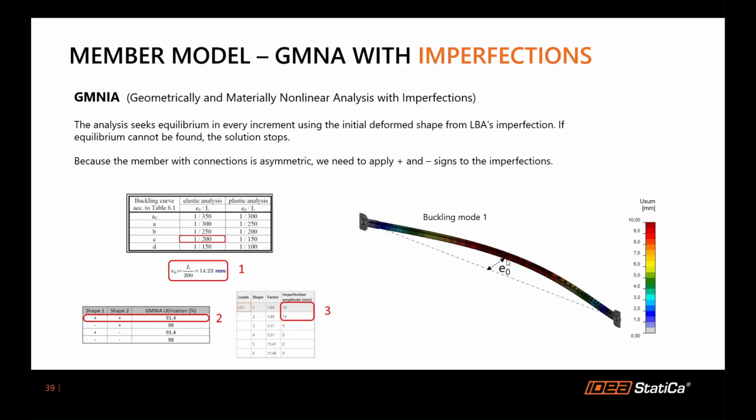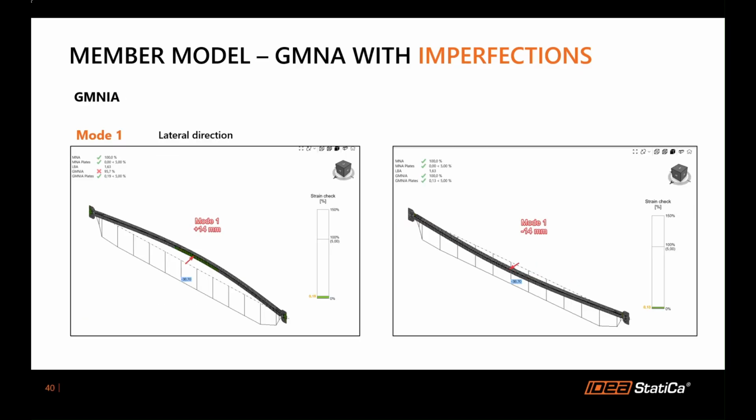Now you see here the imperfection is applied in the shape of that buckling mode. If we perform these analyses, you see here mode 1 in the lateral direction, where already stability issues occur, and in the other direction everything is fine, because the connections are asymmetric, so you have different results.